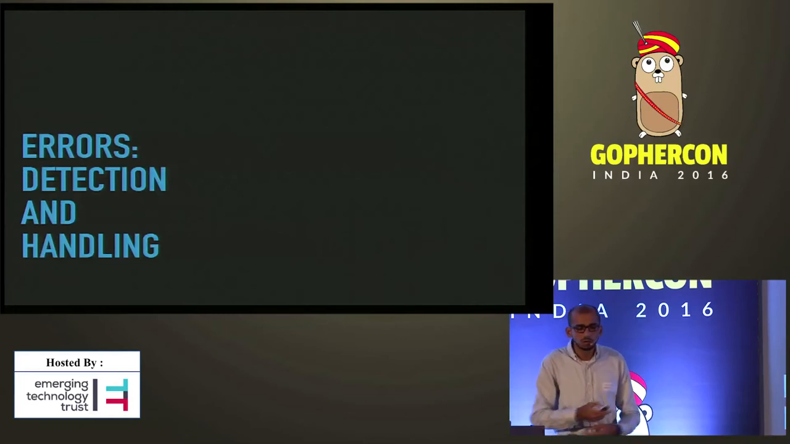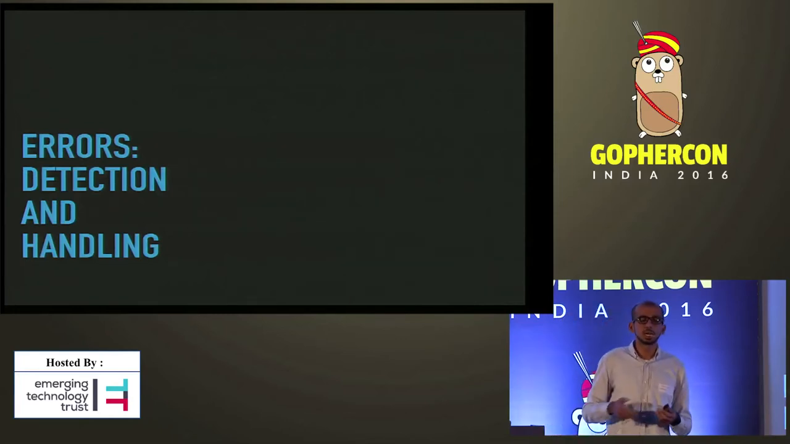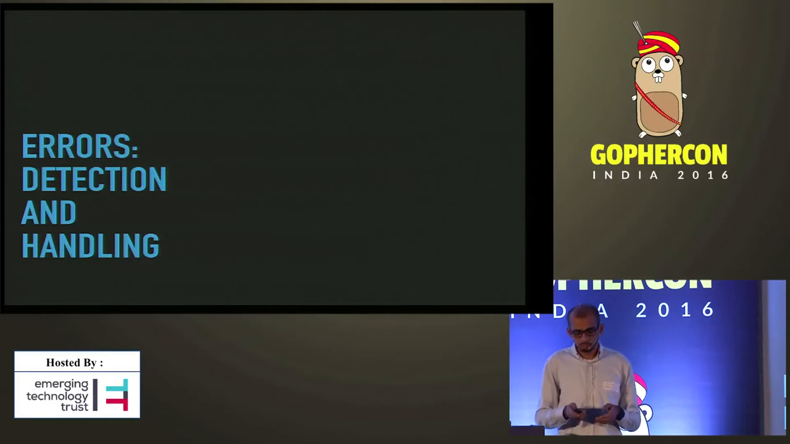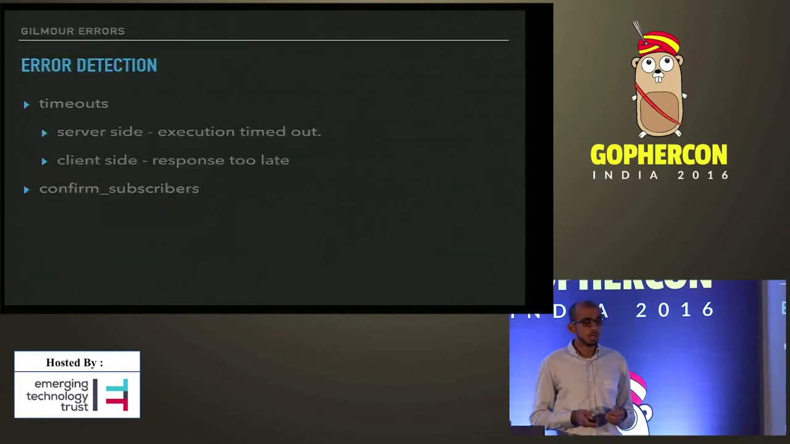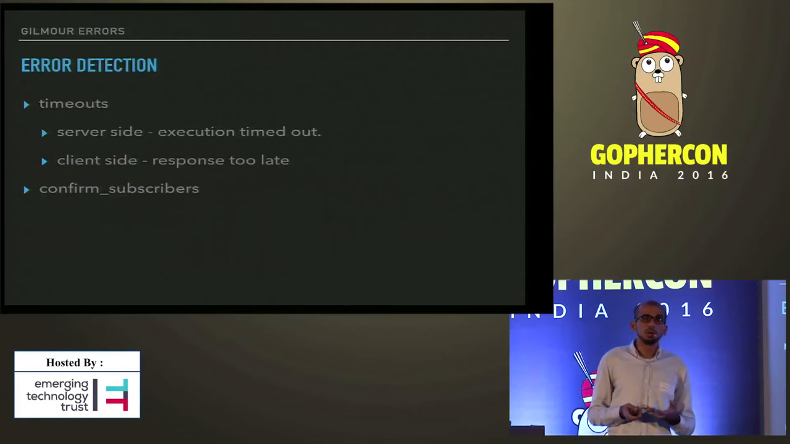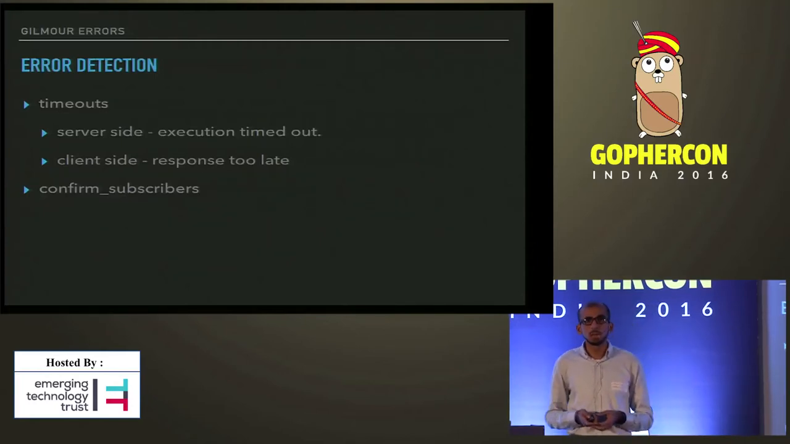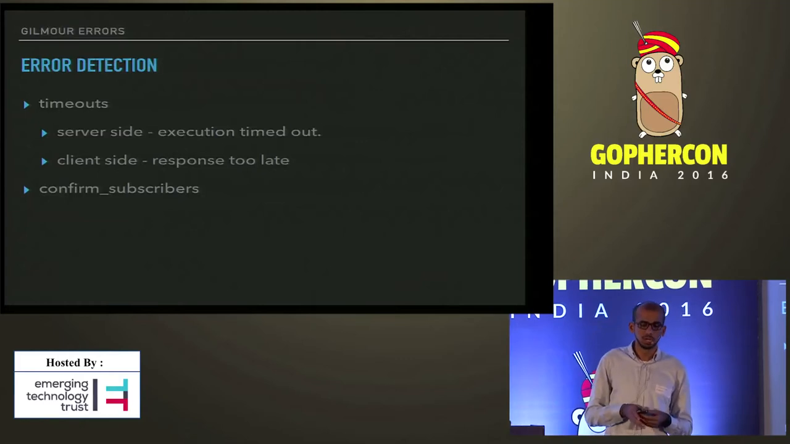Another common part of such microservices is error detection and handling. Well, things will definitely go wrong, I can vouch for that, and you need a way to monitor when something is going bad. So Gilmour provides you a way to handle these errors as well. First of all is timeouts. You could have a server-side timeout or you could have a client-side timeout. Server-side timeout is actually a cap on a particular process, which says that it cannot run longer than this duration.